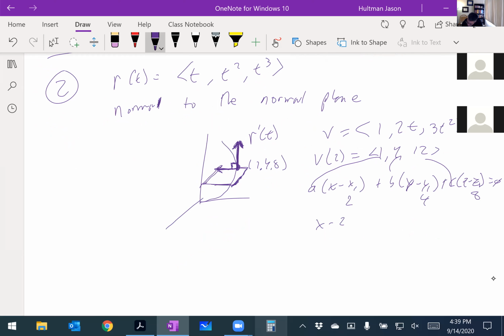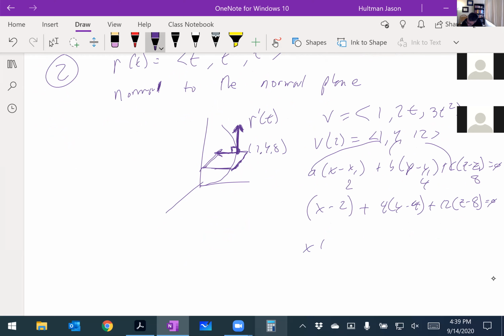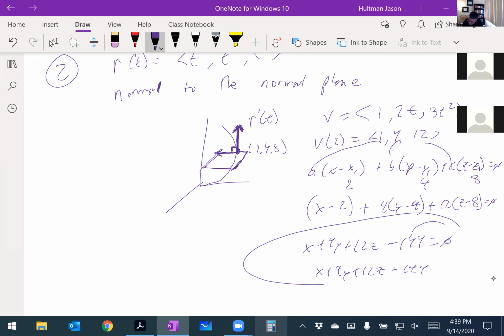When you do that, you get x minus 2 plus 4 times y minus 4 plus 12 times z minus 8 is equal to 0, and you can just solve this pretty easily. This is x plus 4y plus 12z minus 144 is equal to 0, and if you want to toss the 144 over, you can. It's not necessary. So x plus 4y plus 12z equals 144. So either of these would be fine.